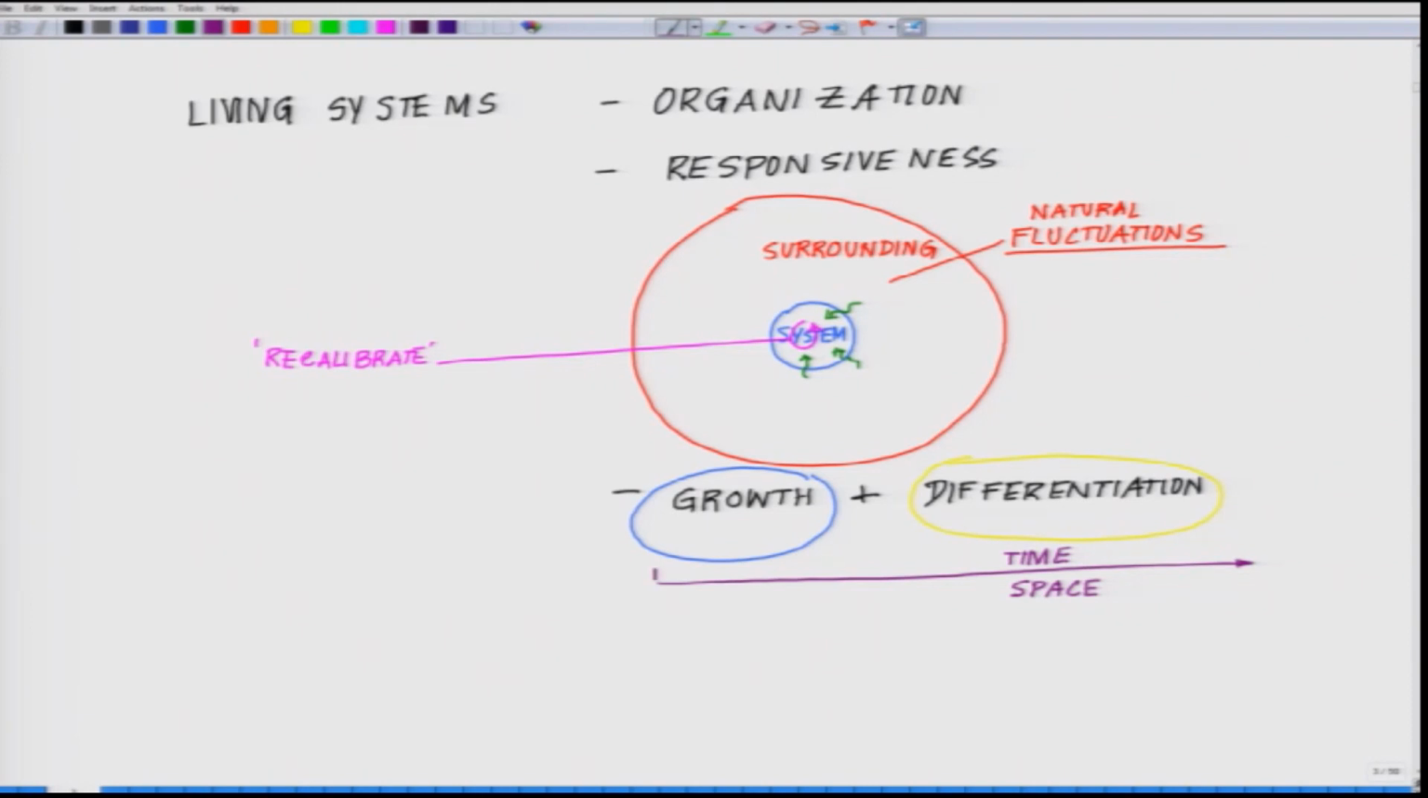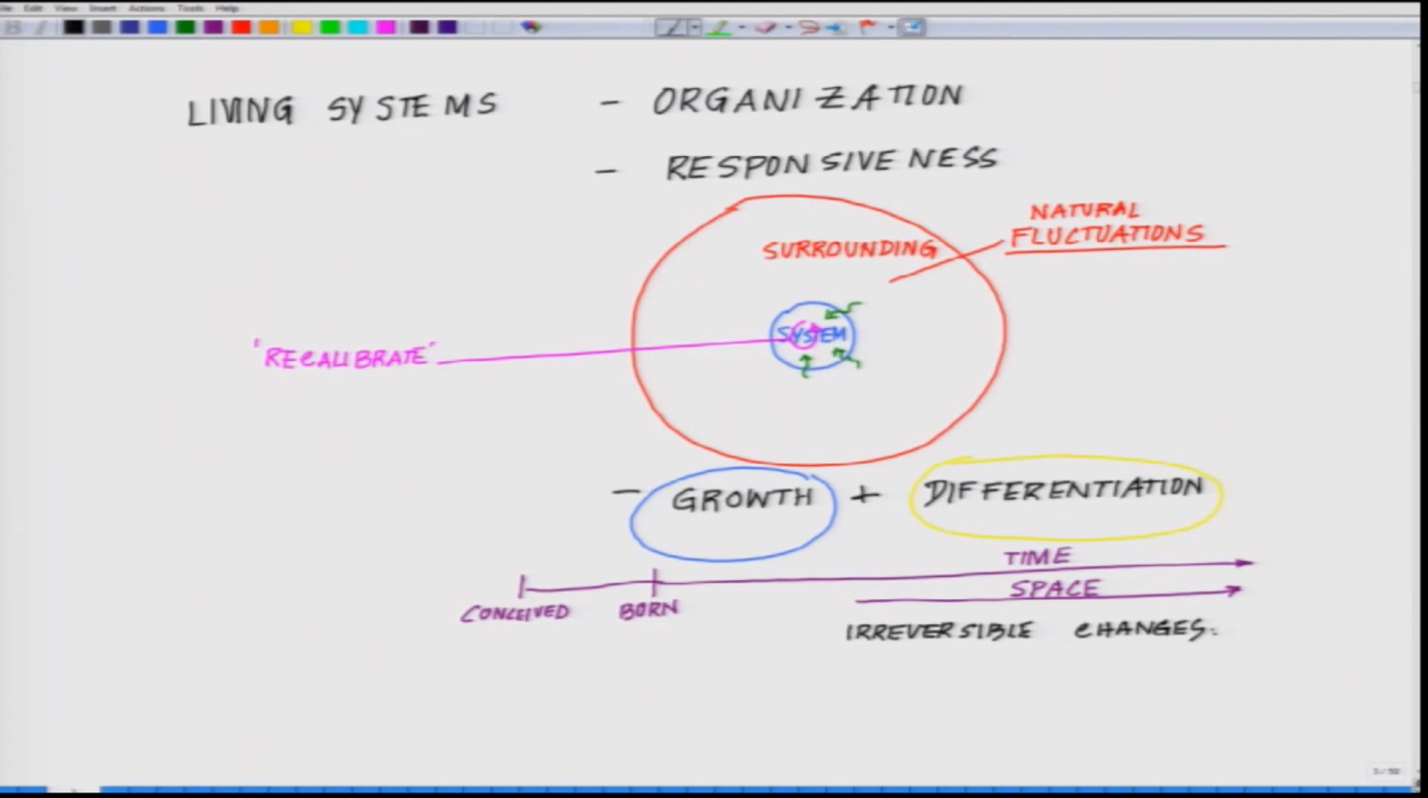So in other words, when you are born, or rather even if you go back, when you are conceived in the mother's womb, when you are born, and as you grow old, there are irreversible changes. Mark my word, there are irreversible changes happening in your system.